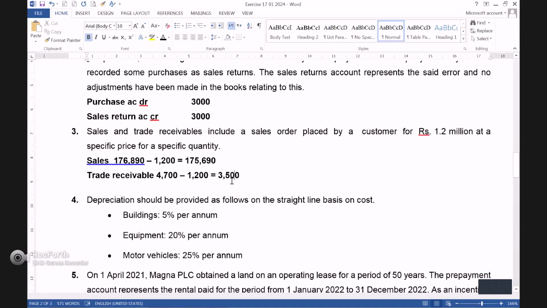Then the depreciation. So what about the depreciation? Building 5%, equipment 20%, motor vehicle 25%. So please calculate the depreciation. One minute.